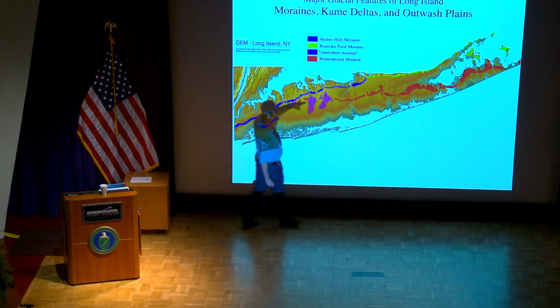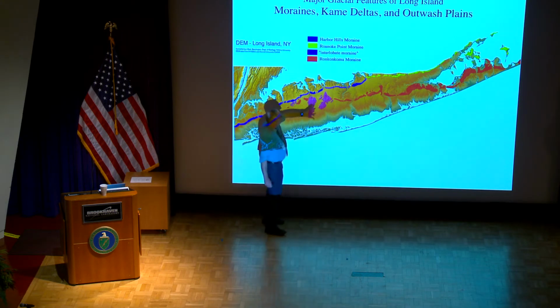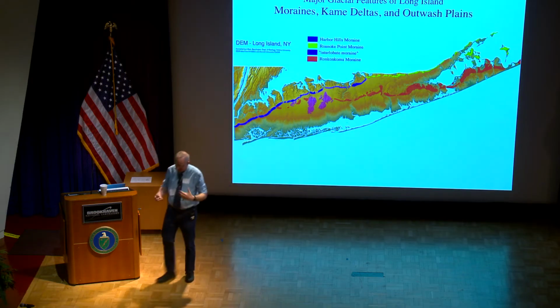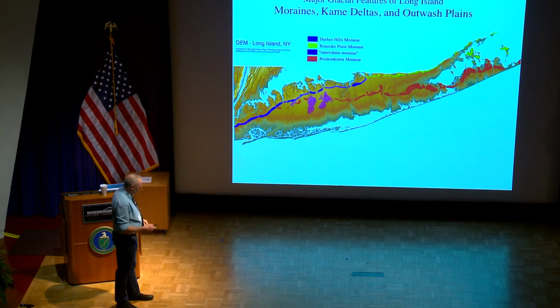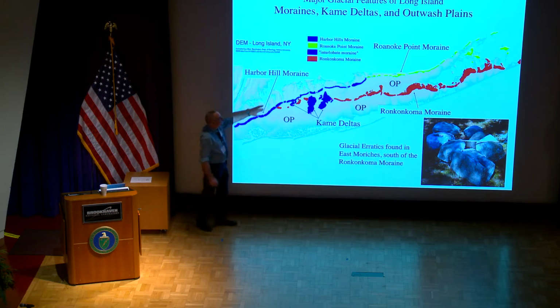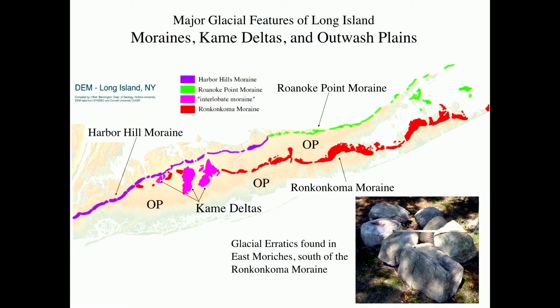A ridge of material that runs across the center of Long Island out to the South Fork, which is interrupted on the Nassau-Suffolk border by these large lobes of material that form hills. All right, so to put some names on these things, we call this ridge the Harbor Hill Moraine. The other ridge that's a continuation of it, the Roanoke Point Moraine. The Ronkonkoma Moraine is the southern ridge. These large lobate hills are almost certainly kame deltas.